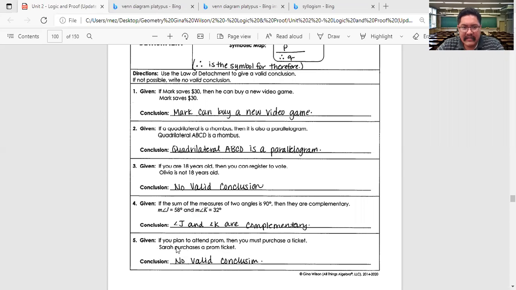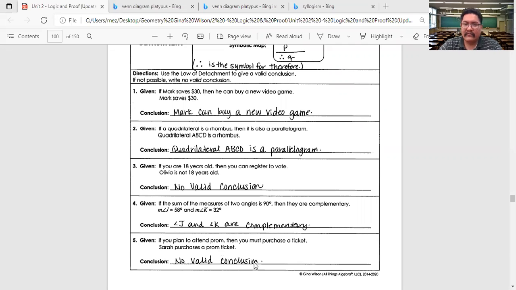So it should say, if you plan to attend prom, then you must purchase a ticket. Sarah plans to attend the prom, so Sarah must purchase a ticket. That's the way it should go, but they reversed it. So we have statement Q, then statement P, which is, again, its converse, switched backwards. The hypothesis and conclusion have switched places is what we would say. So it doesn't work in the converse either.